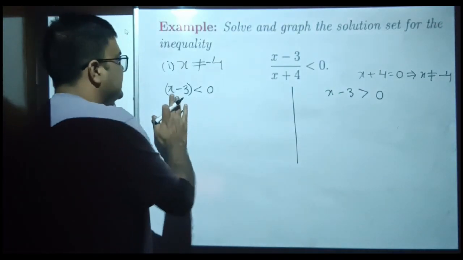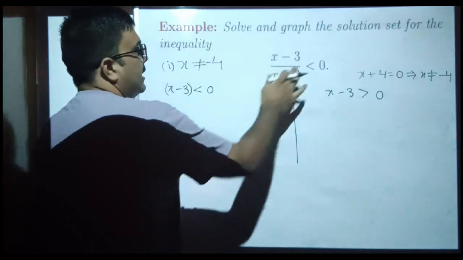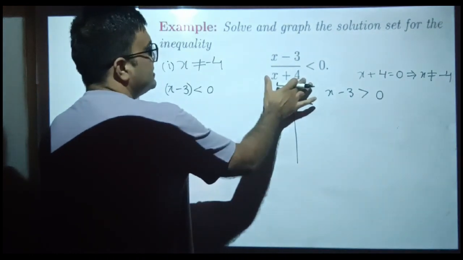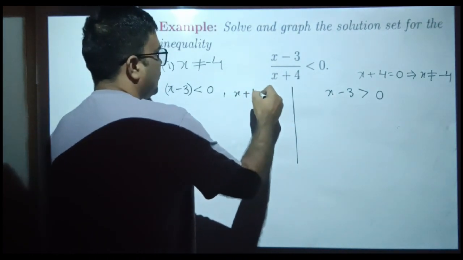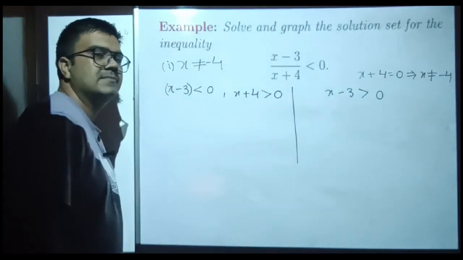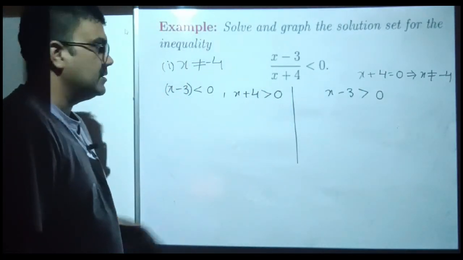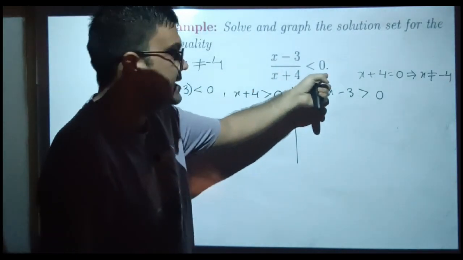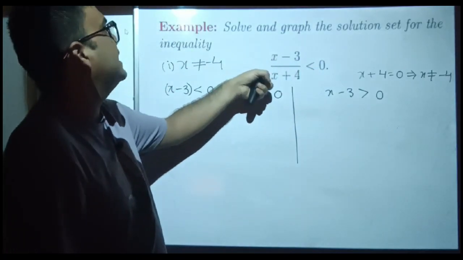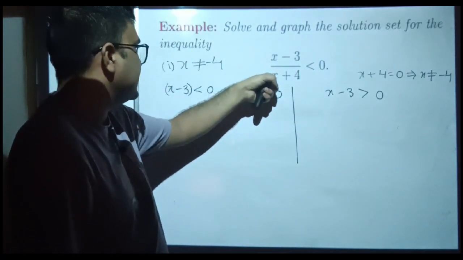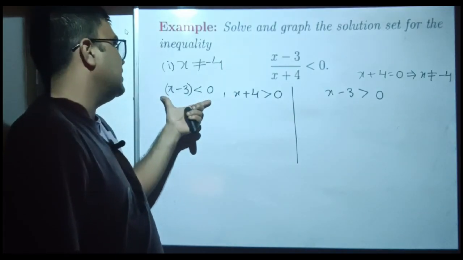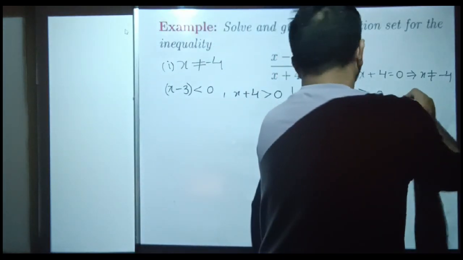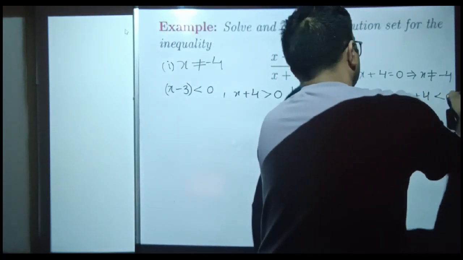If x minus 3 is less than 0 and the division of these two is less than 0, it means x plus 4 is greater than 0. This is the case we are talking about. The division of two numbers is less than 0, which means that these two numbers have opposite signs. So if the numerator is negative, the denominator is positive. If the numerator is positive, the denominator is negative.